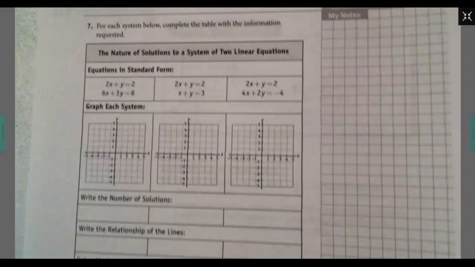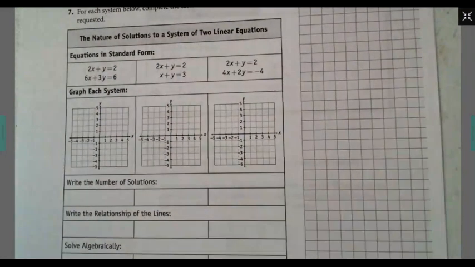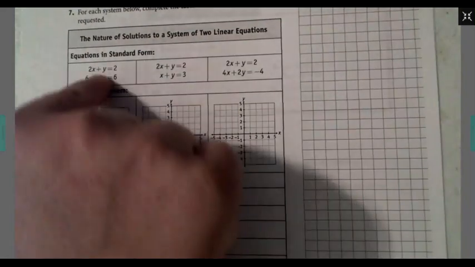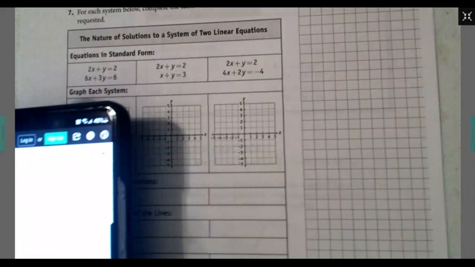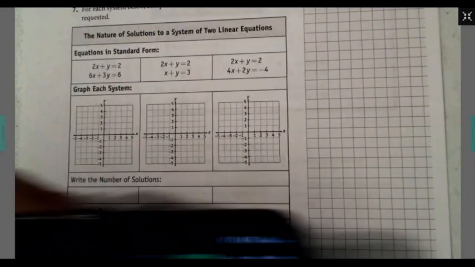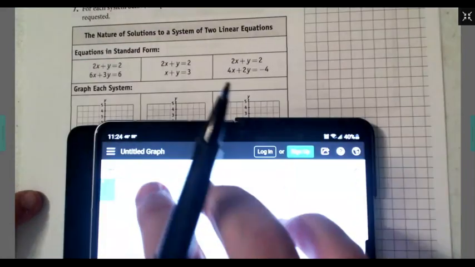So let's get started. We're going to look at these one at a time and not all 3 together. First thing I'm going to do is graph these 2 equations in this first column. So I'm going to first work down this very first column on the left-hand side. And I'm going to start by graphing these in the Desmos.